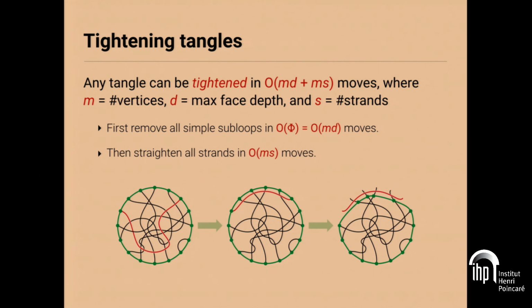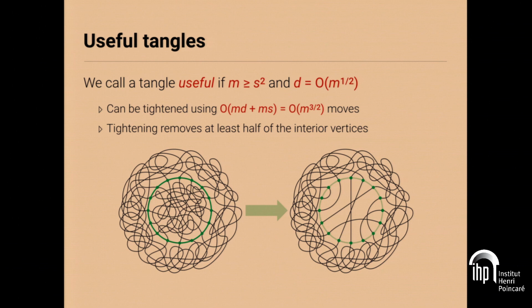Now, this running time, MD plus MS, looks a little bit complicated. So in order to make this work and give us a subquadratic number of moves, we need to find tangles that are useful for our analysis. And useful is a term of art. It's a technical term. It means that the number of interior vertices is at least the square of the number of strands, not asymptotically, not omega of s squared, but actually greater than or equal to s squared.